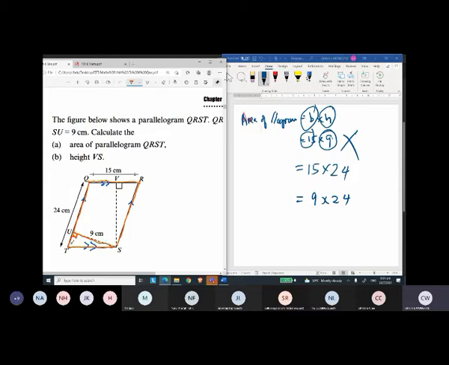Who is the one who said that? Me. Clever you. So nice. This is perpendicular.